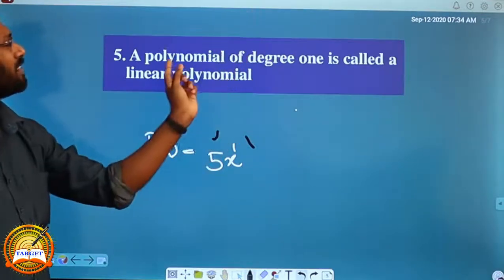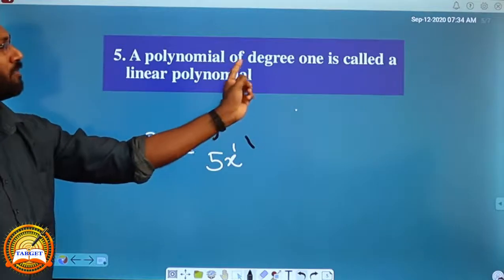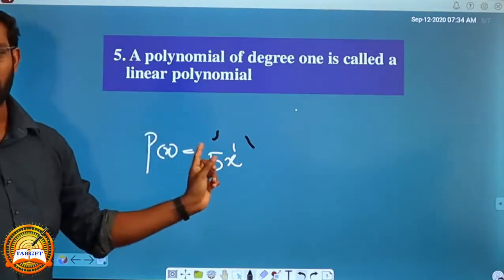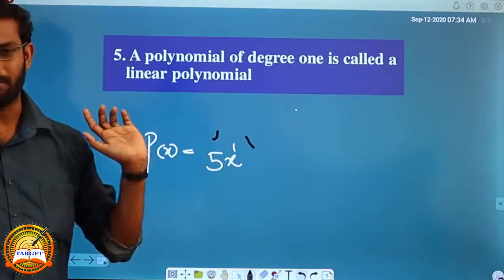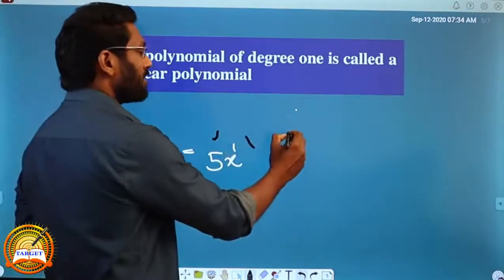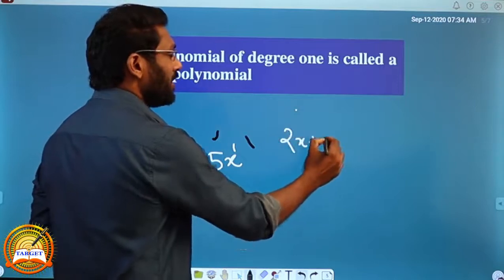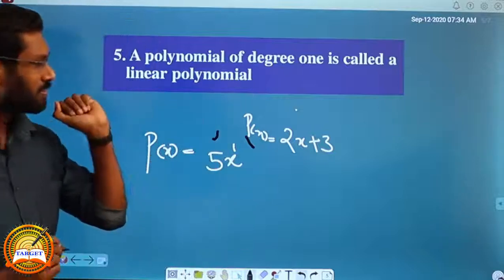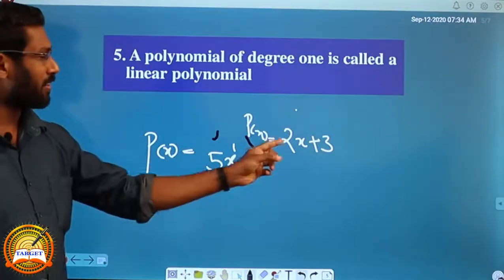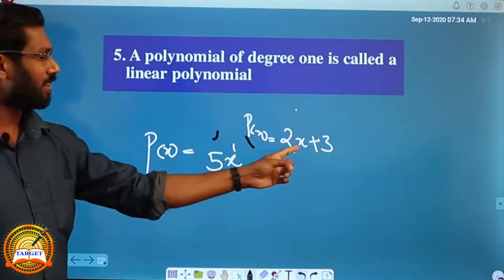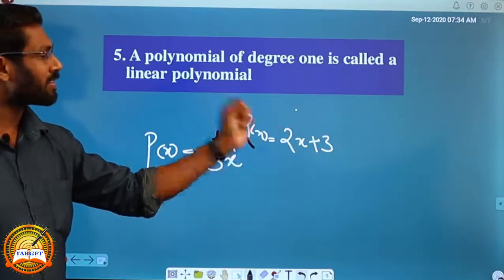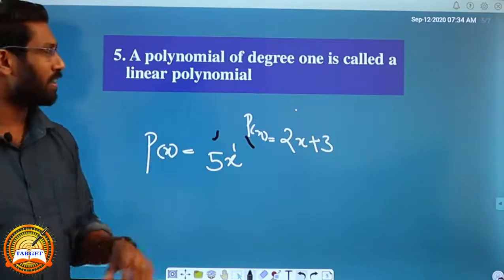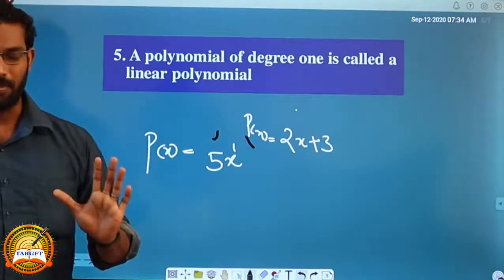We have discussed that a polynomial of degree 1 is called a linear polynomial. Therefore this is an example of a linear polynomial. Here I am writing another example: 2x plus 3, another polynomial. P of x is equal to 2x plus 3. This is also a polynomial having degree 1. Here also the highest exponent of the variable x is 1, therefore it is also a linear polynomial. Hope that you understood linear polynomial.